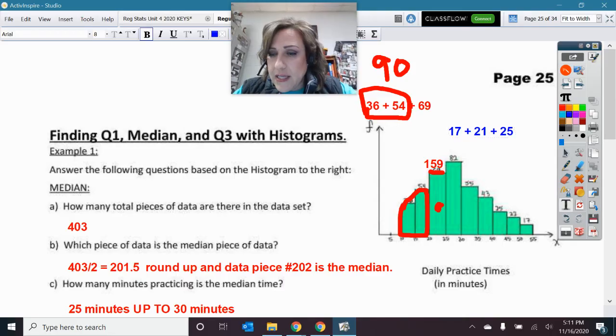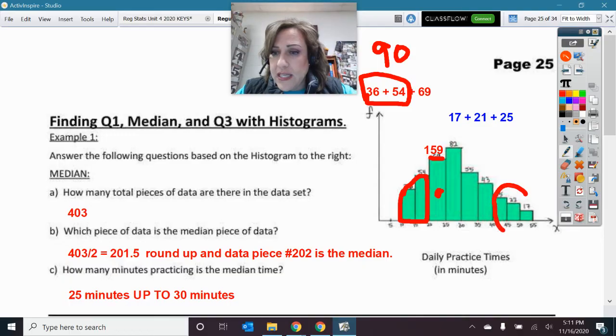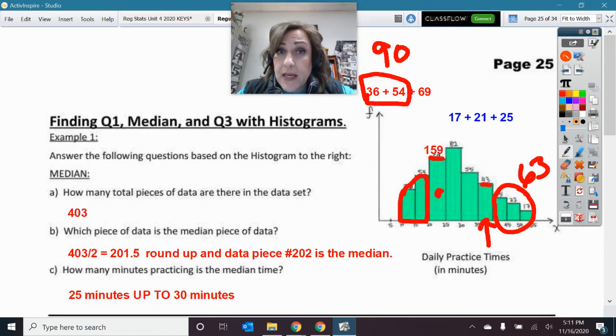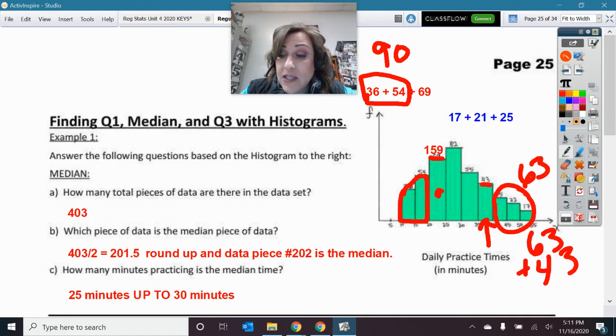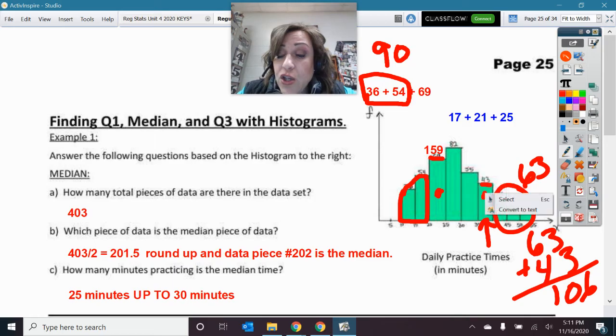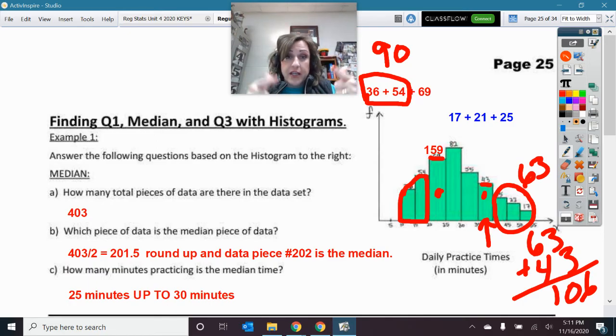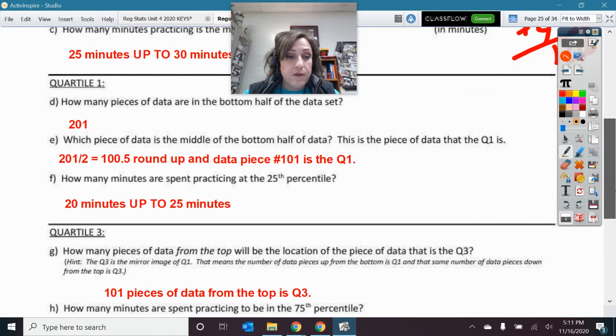So these bars here bring me to 63. Remember, I'm looking for 101. So I'm wondering what's going to happen when I add 43 more pieces of data. Well, I can tell you that one: 63 plus 43 is going to be up to 106. You know what that tells me? My Q3 is somewhere in that bar right there. Done. So my Q3 is from 35 up to, but not including, 40.